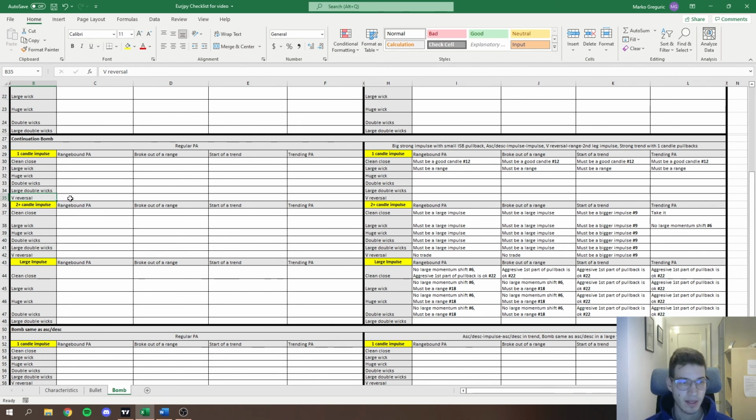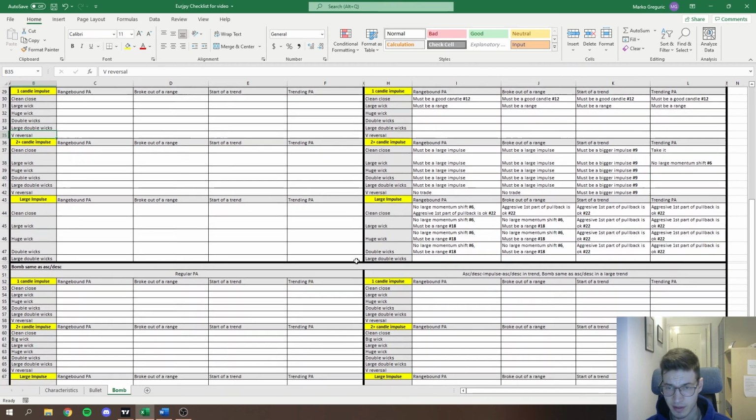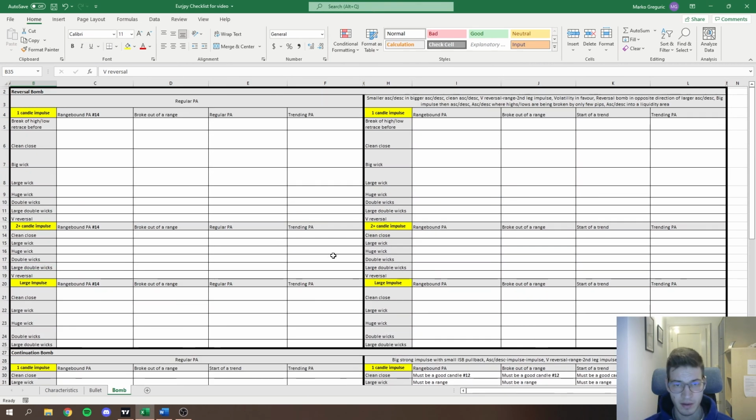And yeah, that is it. This is how I divide my checklist. It's very thorough and it's very dependent on how a particular setup looks. So it makes sense to me because it removes discretion, in my opinion. And yeah, that is it for the checklist.